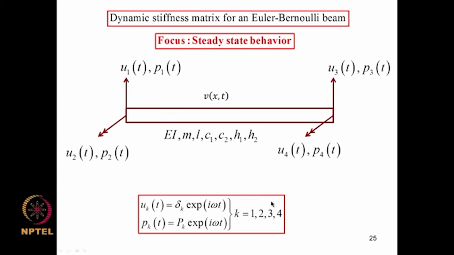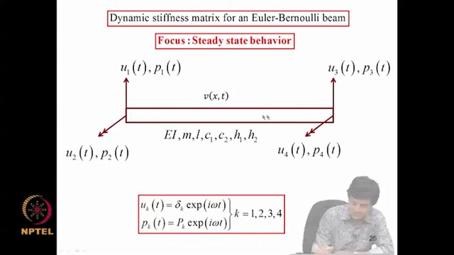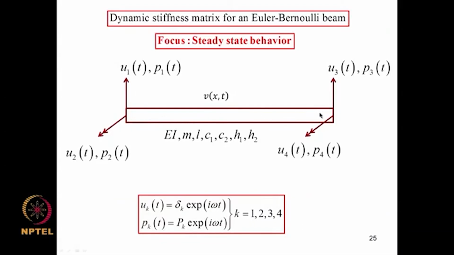In a certain class of problems in linear structural dynamics, where attention is focused only on steady state behavior under harmonic loads or loads which permit Fourier representation, one can use what is known as the dynamic stiffness matrix. Here we assume that in a beam, for example shown here, this is an Euler-Bernoulli beam, if the nodal displacement and forces are all harmonic at the same frequency as shown here, what conditions should these amplitudes delta k and pk satisfy so that the governing equation is satisfied.